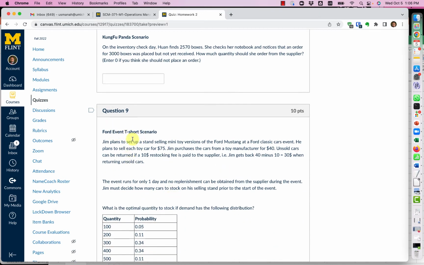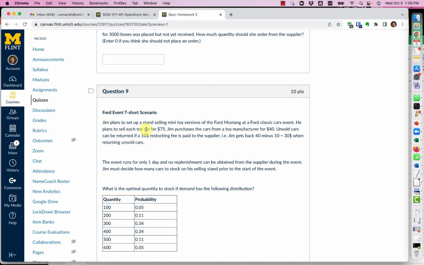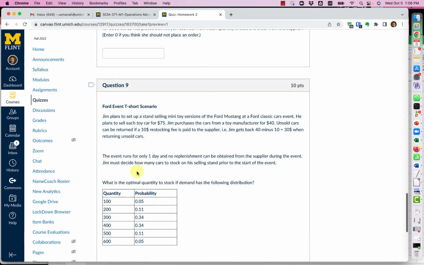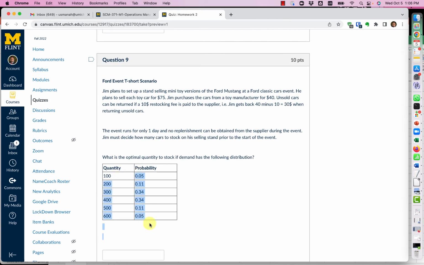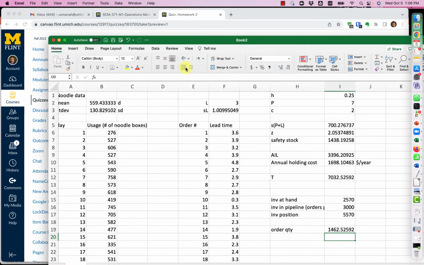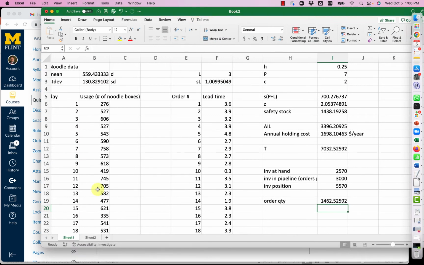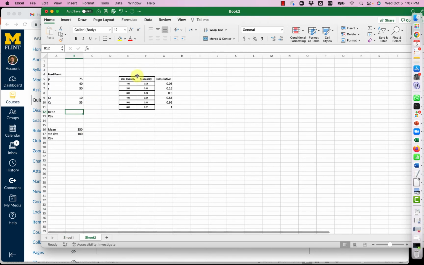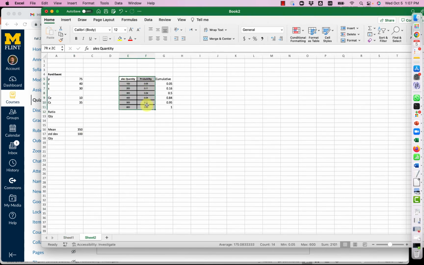Now we do the Ford scenario. We're selling some toy versions of a car. We have a demand distribution given here. What's the optimal quantity to keep in stock? I took the liberty of entering the question data here. This is the probability distribution, and I know I'm going to need cumulative probabilities.